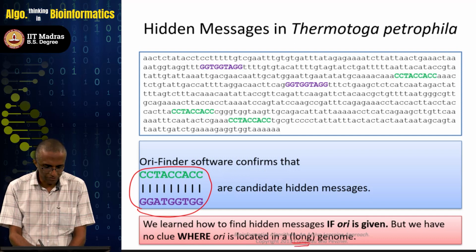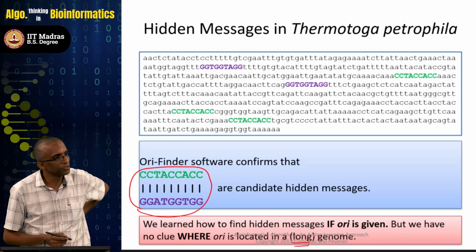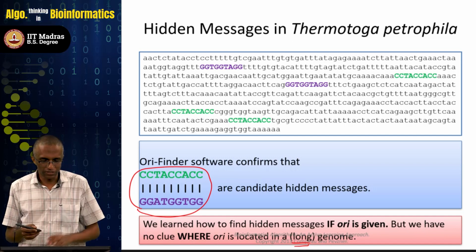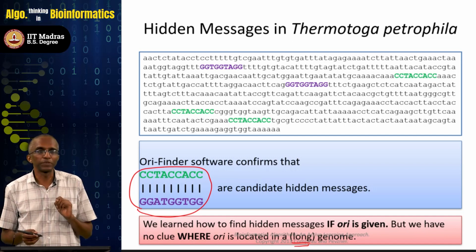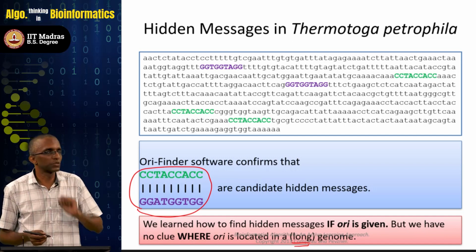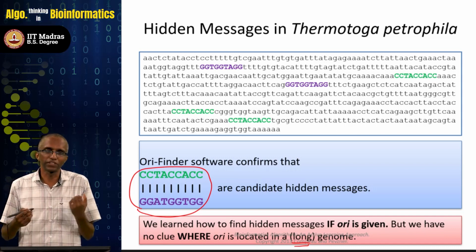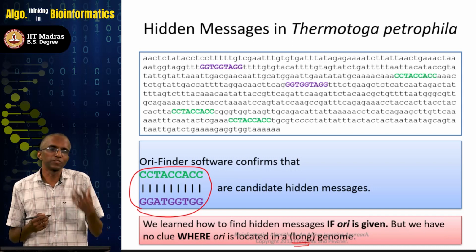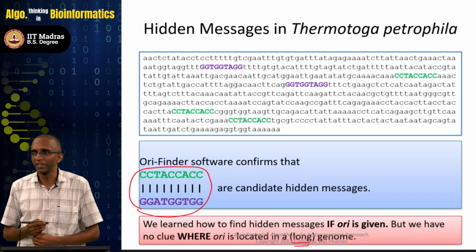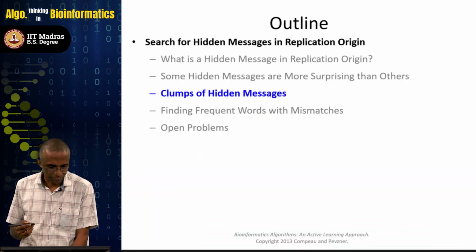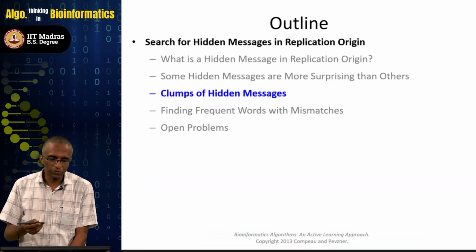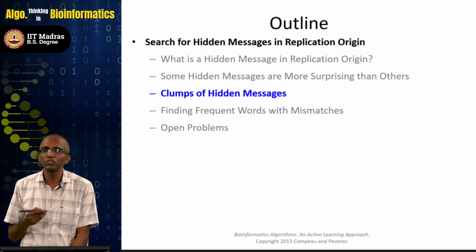Especially the key word is a long genome. If it is a short genome, then we can basically look at different places where the origin of replication may be, and then try to hypothesize one of them is the origin of replication and try to see if it contains statistically surprising number or count of frequent words. Okay. So, this is where we enter into this figuring out clumps of hidden messages.